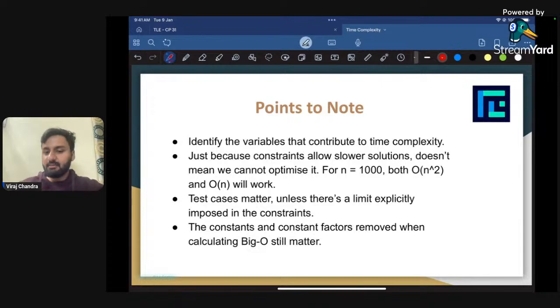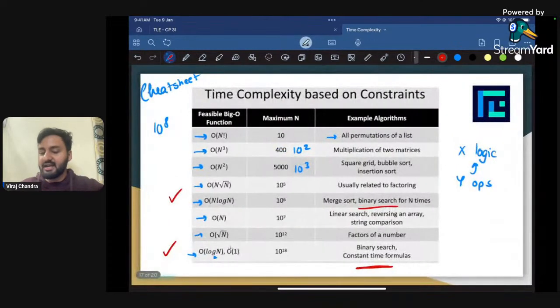So identify the variables that contribute to the time complexity. Of course, this is something you have to do. If you're not able to identify n and m, then what is the problem? You are left with nothing.